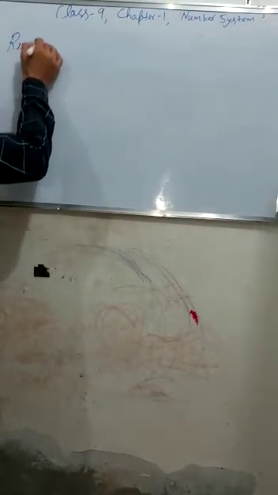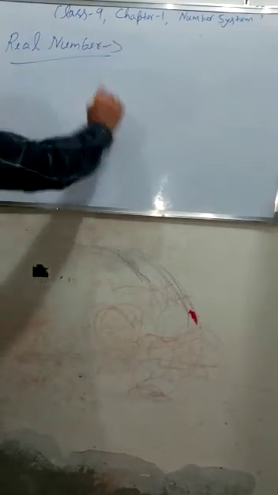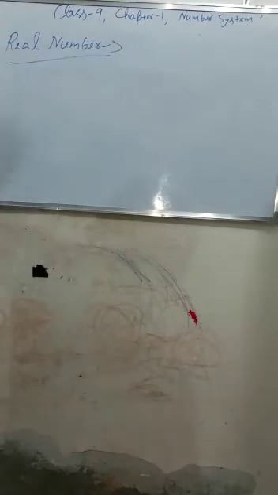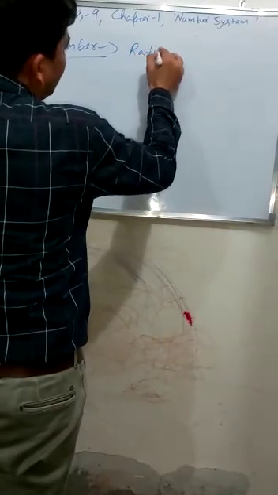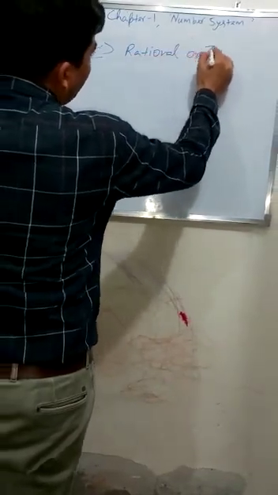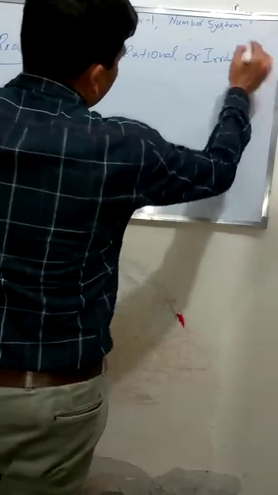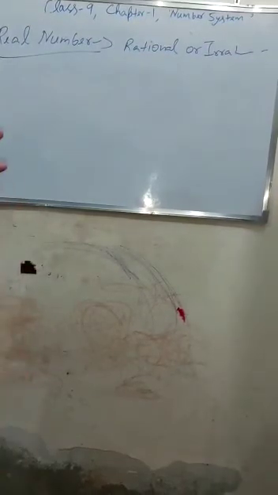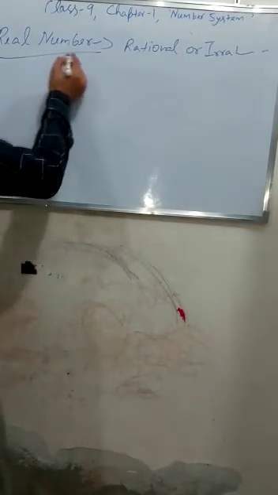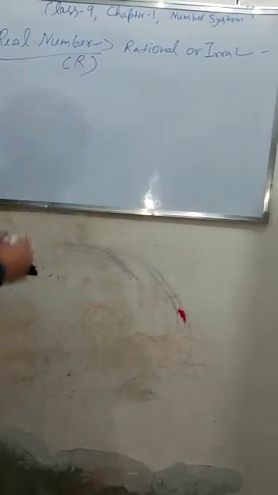Okay, now we will discuss real numbers. What is a real number? A real number is a number which is either rational or irrational. That means till today, whatever we have studied about the number system, all those numbers are real numbers. Real numbers are indicated by capital R, right?